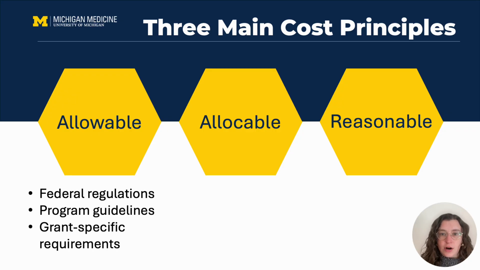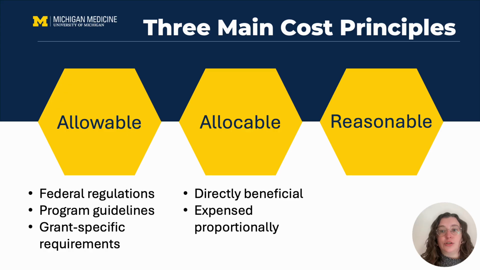Allowable means that a cost must be allowable under federal regulations, program guidelines, and grant-specific requirements. Allocable means that a cost must directly benefit the project and must do so in proportion to the amount charged. Reasonable means that a cost must be in an amount which a reasonable person would pay under similar circumstances. Over the next few slides, I'll go into each of these in a bit more detail. There is, of course, much more federal legal language, which you can find a link to in the video description.